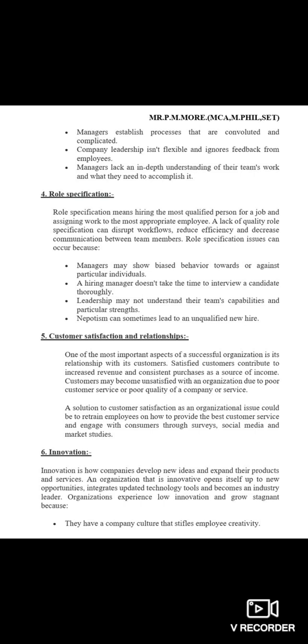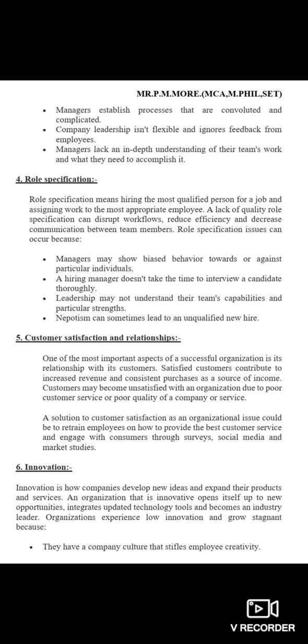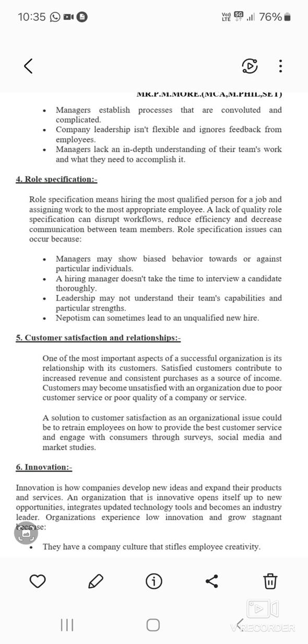Next issue is role specification. Role specification means hiring the most qualified person for a job and assigning work to the most appropriate employee. A lack of quality role specification can disrupt workflows, reduce efficiency of workers, and decrease the communication between the team members. Role specification issues can occur because managers may show biased behavior against particular individuals.